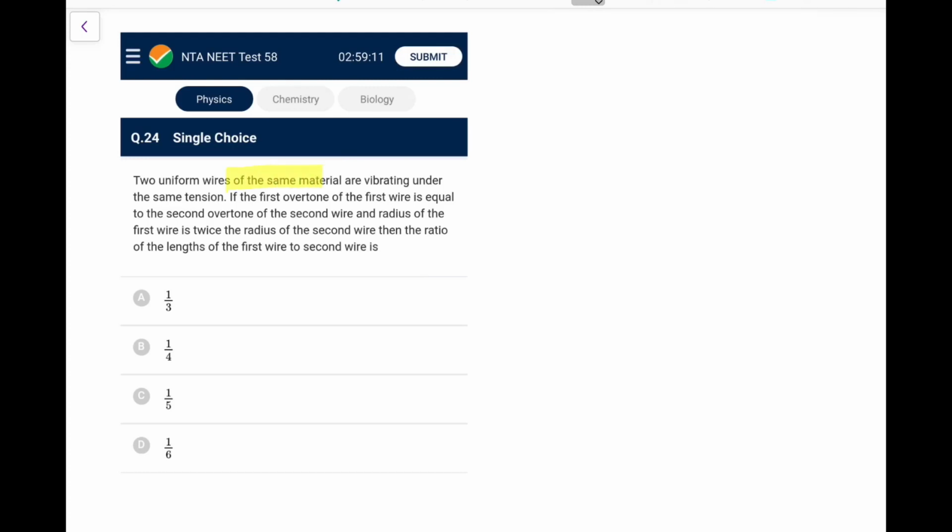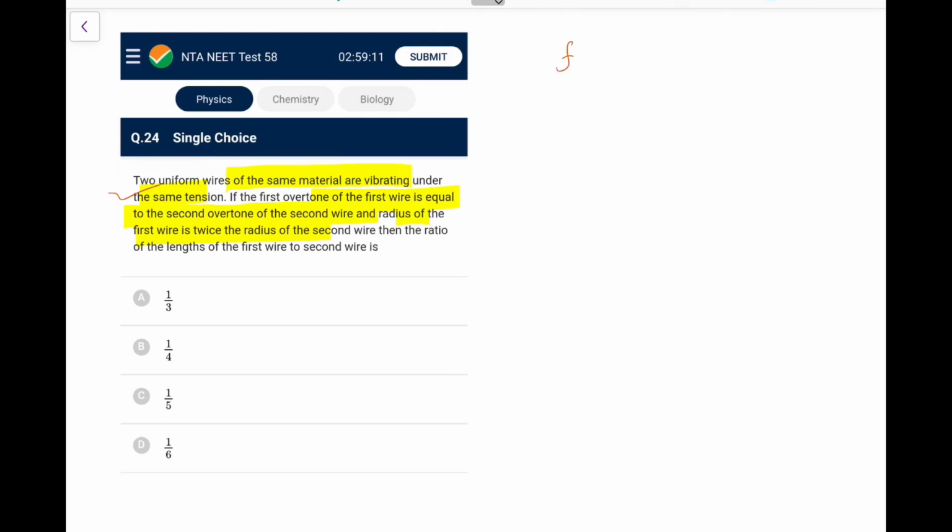Next: two uniform wires of the same material vibrating under the same tension. The first overtone of the first wire is equal to the second overtone of the second wire, and the radius of the first wire is twice the radius of the second wire. Then the ratio of the length of the first to the second. Again, I think we have done such a question before. So they have the same material, same tension. Okay, so what is the frequency?